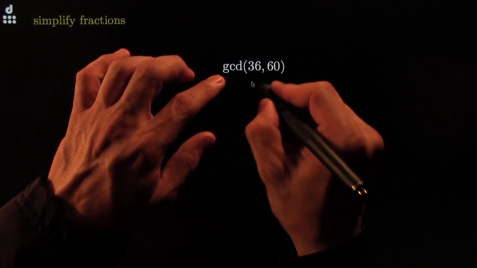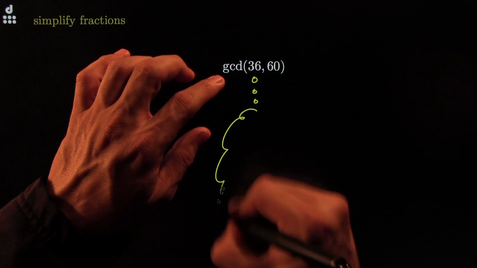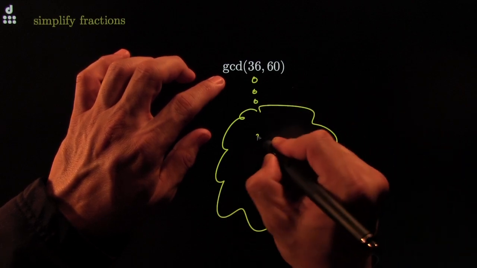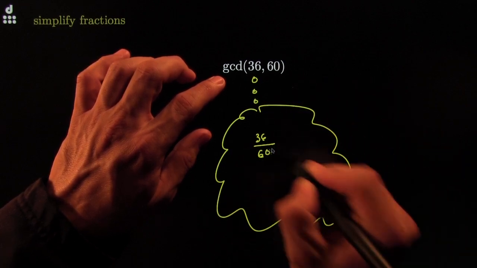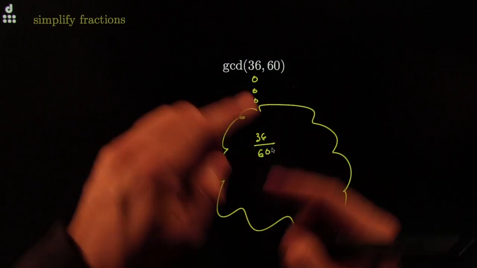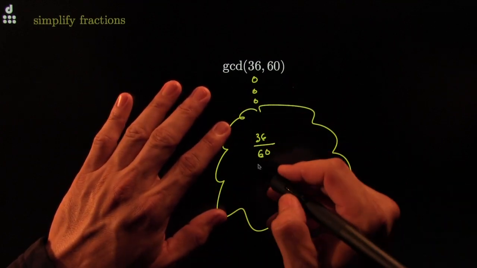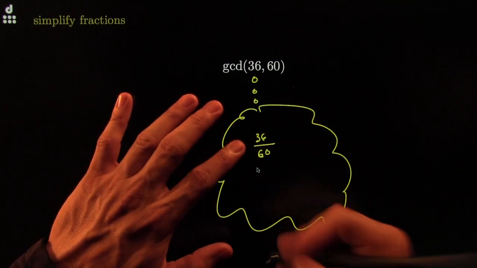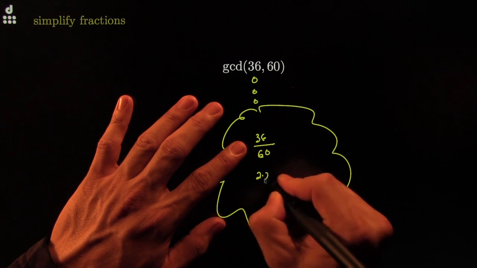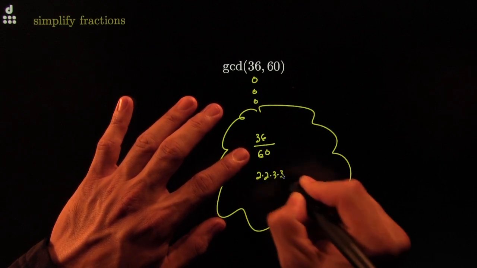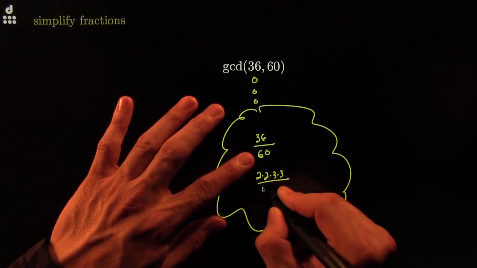Between 36 and 60, you would imagine that they were made up of a fraction with 1 on top and 1 on the bottom. It doesn't matter which one. The common stuff will still be common even if one's on top or they're flipped. This would be 2 times 2 times 3 times 3, 4 times 9. On the bottom this would be 6 times 10.